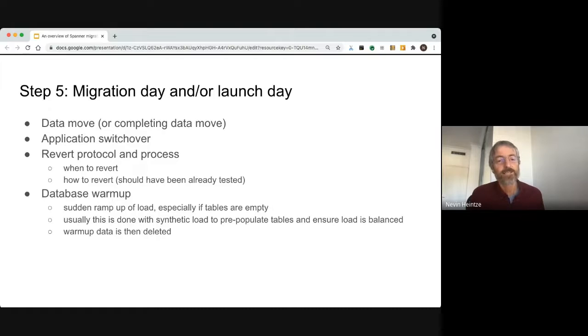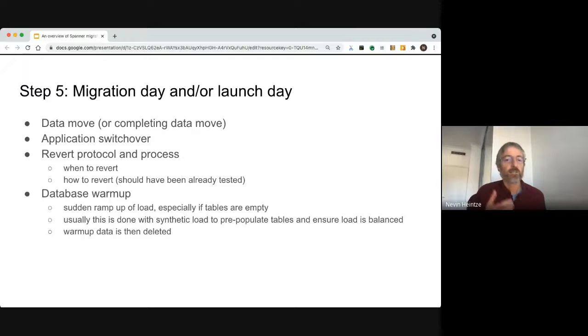So one thing to consider, especially for gaming applications, is database warm-up. For example, suppose we're migrating a game platform from MySQL to Spanner, and we're going to launch with a new game. We've gone through all of the tasks of schema migration and application migration, but we don't actually have any data because this is a new game. So our tables are empty.